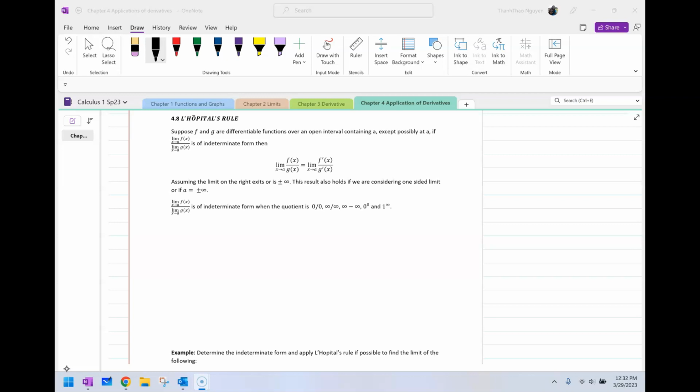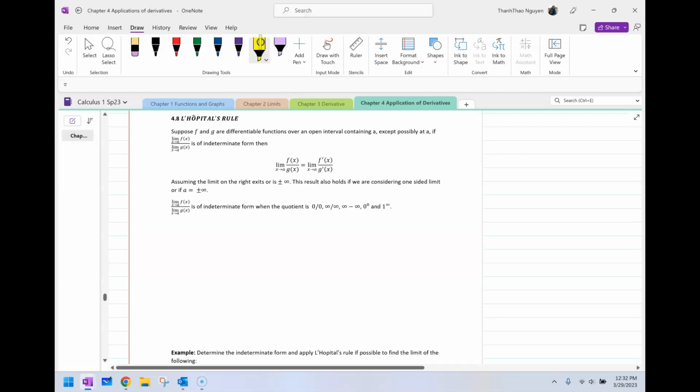Assuming the limit on the right exists or is plus or minus infinity, this result also holds if we consider a one-sided limit or if a is plus or minus infinity. Now the indeterminate forms are of the form 0 divided by 0, infinity by infinity, infinity minus infinity, 0 to the 0, 1 to infinity. So let's go ahead and prove the indeterminate form where we have 0 divided by 0.